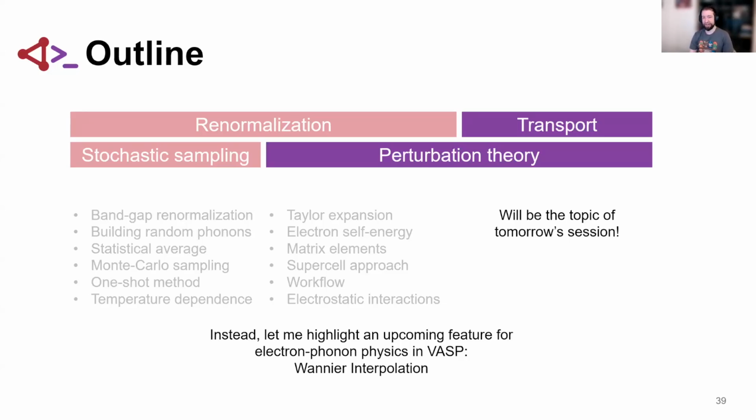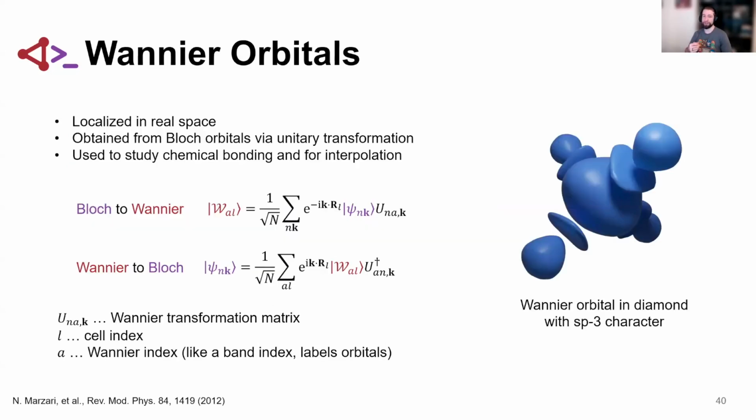So this is yet another approach that is based on perturbation theory, but instead of doing the interpolation the way I showed you before, we use something called Wannier orbitals. These Wannier orbitals are localized objects in real space. So there are some mathematical criteria that govern what a Wannier orbital is. And one of them is a high degree of localization.